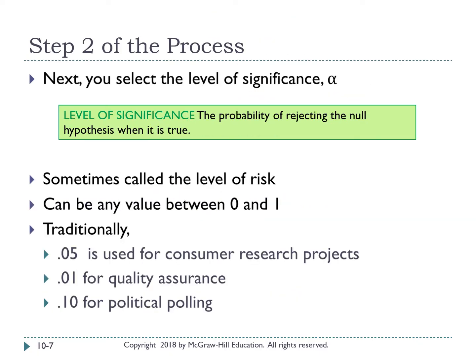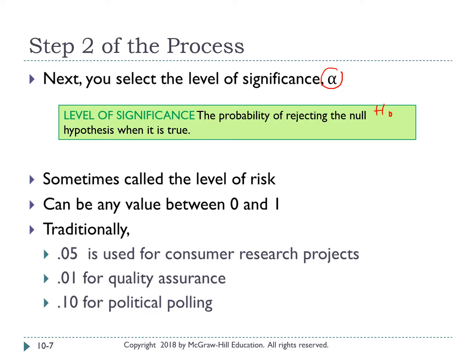Step number 2, we have to select the level of significance, in this case our alpha. So alpha is the probability of rejecting the null hypothesis, or our H null, when H null is true. So sometimes we call alpha the level of risk. Why is that? Because it is the risk that we have to take when we reject the H null when the H null is really true.